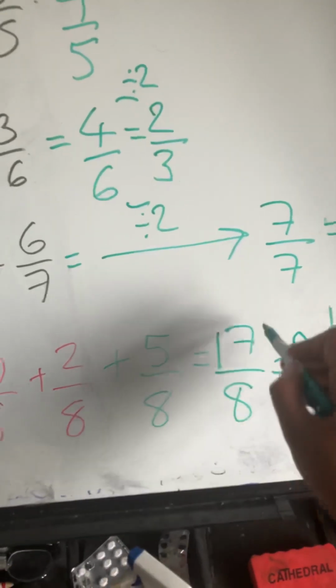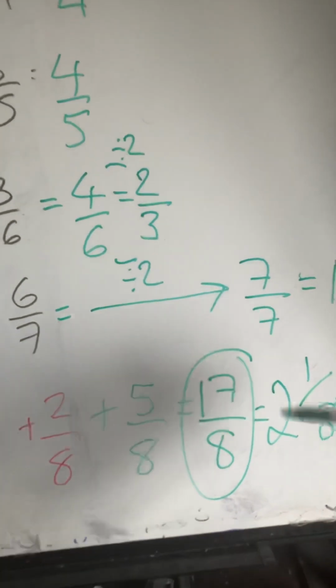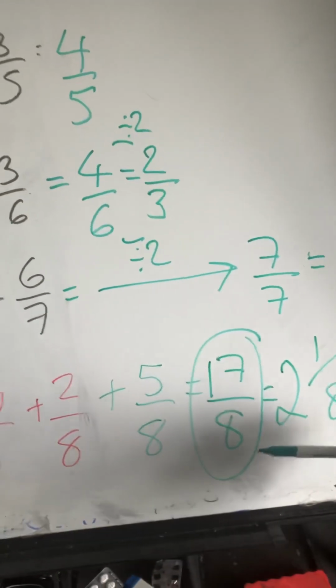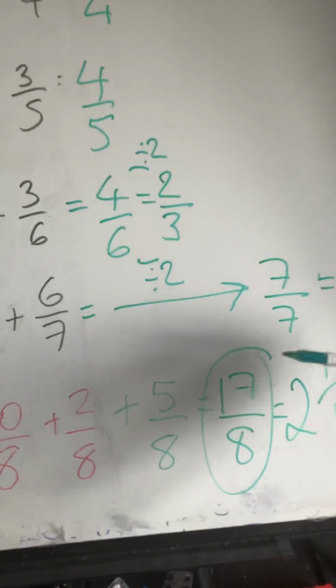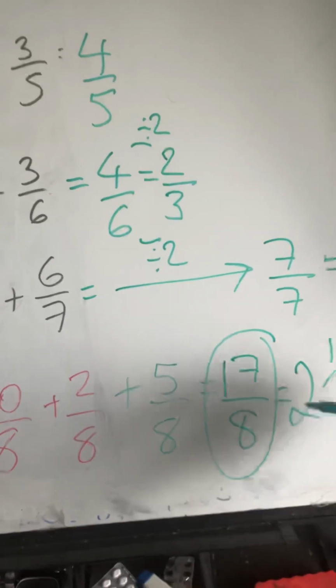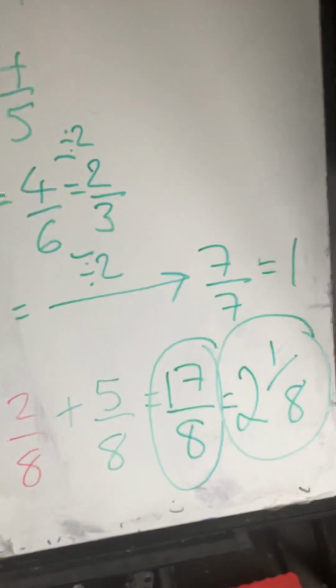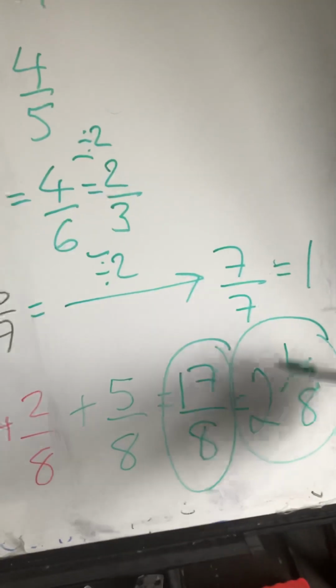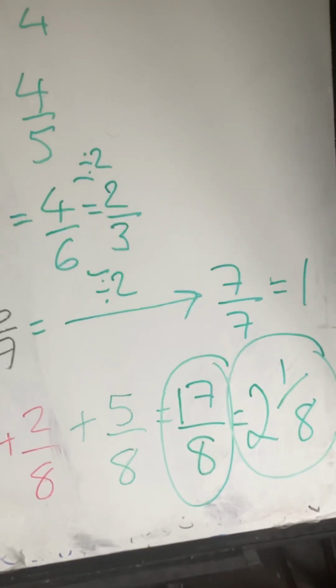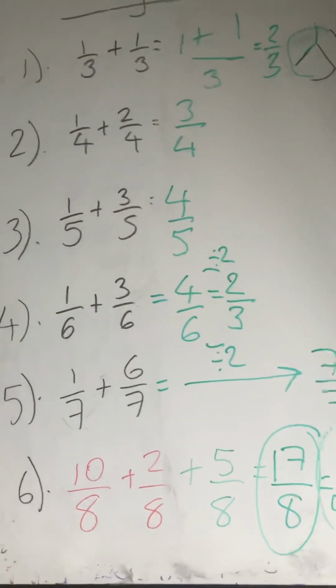Okay, this is what I call a top-heavy fraction or an improper fraction, where the numerator is greater than the denominator. So numerator being the top part of my fraction, top number, and the denominator being the bottom part of my fraction, and I've changed it into what I call a mixed number, okay, where it's a whole number and a fraction. Okay, and that's how we add fractions with the same denominators, guys.